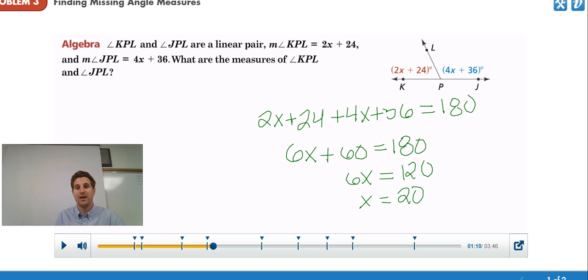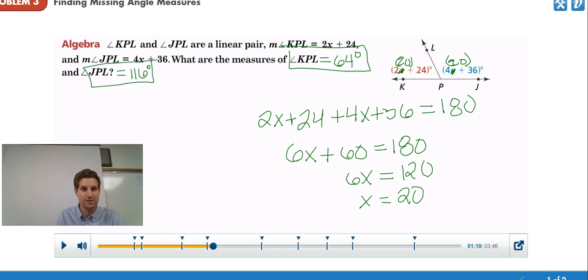What's the measure of KPL and JPL? We have to plug them back in. So I'm going to plug in 20 instead of x, and 20 here instead of x. KPL is going to be 2 times 20 plus 24, so we get 64 degrees. And then 4 times 20 plus 36 equals 116. Again, we should check that if we add them together we get 180, and it turns out we would.